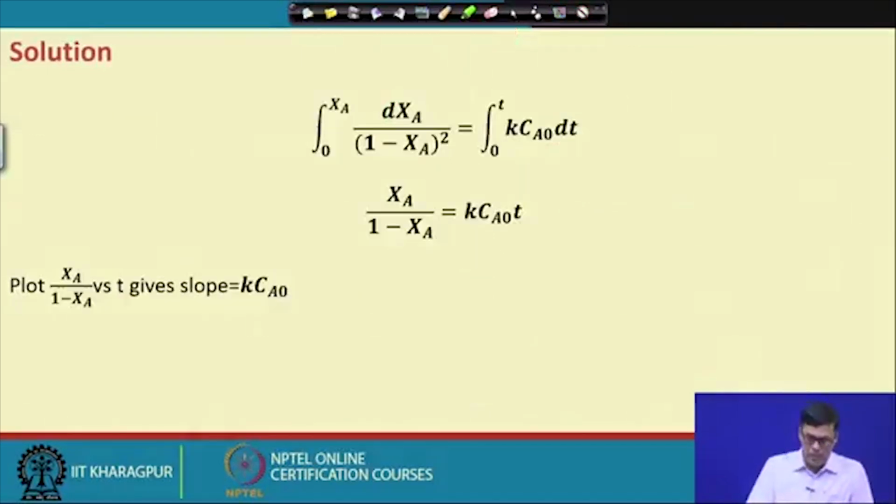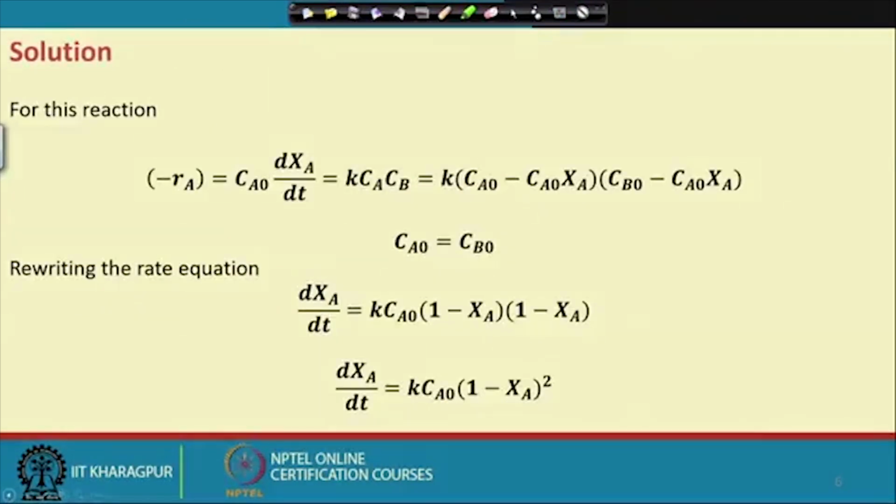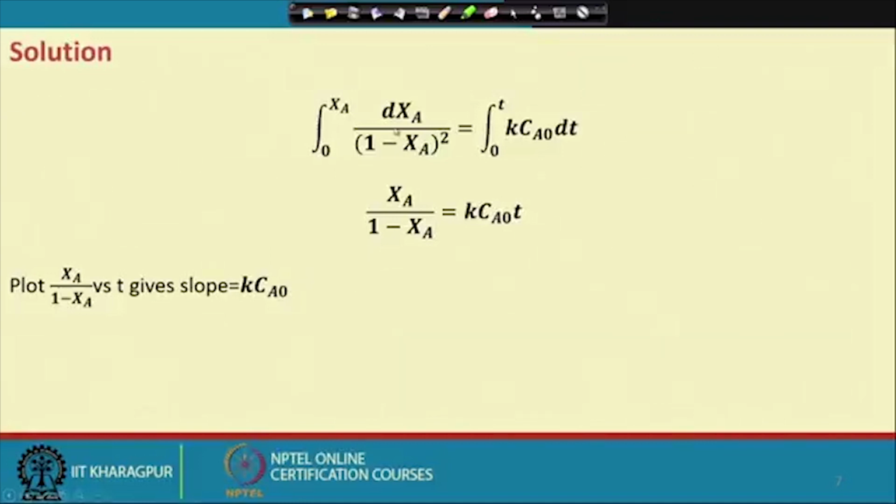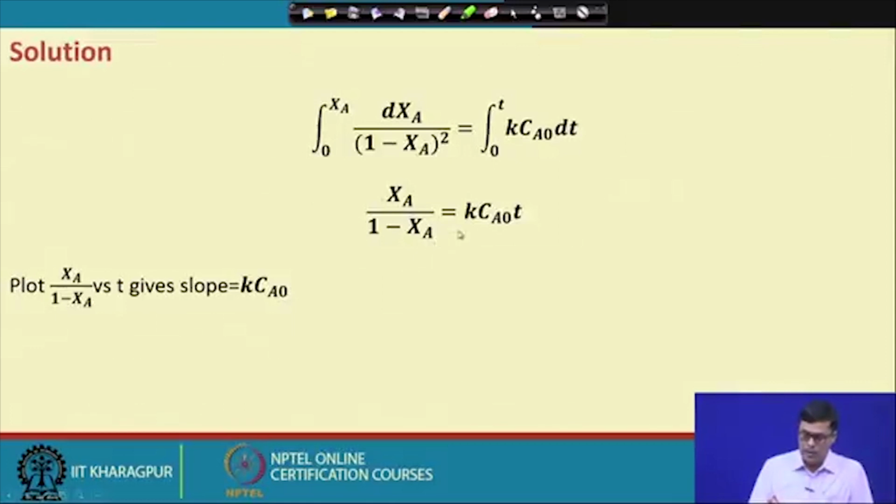Now, once you get this equation, I can take 1 minus Xa to this side, and dt I can take to this side. So I can write dXa divided by 1 minus Xa squared equal to K into Ca0 dt, and then if you do the integration, we'll get this equation: Xa by 1 minus Xa equal to K into Ca0 into t.